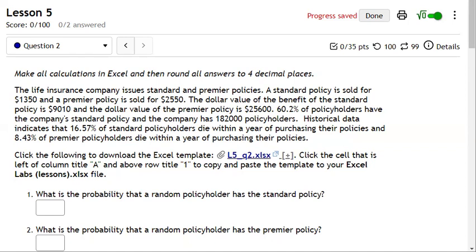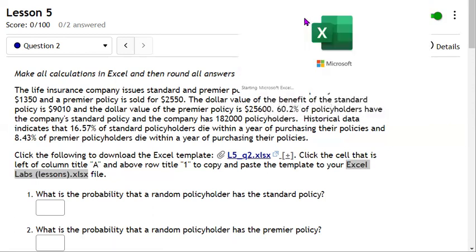Now, we're going to solve this problem using this template I created. This template is kind of an introduction to spreadsheet modeling, so I'm not going to have you build the model. I'm going to have you use this template. You want to download it here, and then copy the template into your Excel labs lessons.xlsx file. Okay, so let's download it.